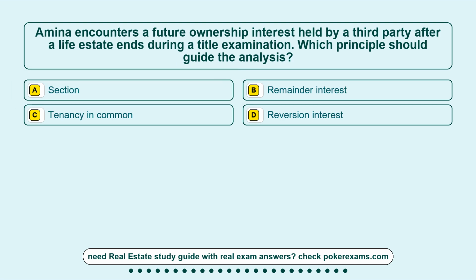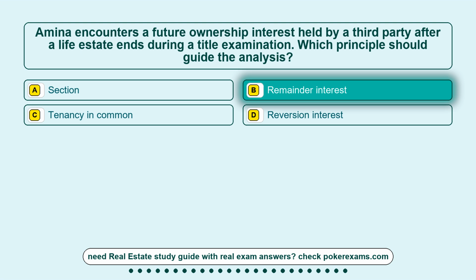Question 7. Amina encounters a future ownership interest held by a third party after a life estate ends during a title examination. Which principle should guide the analysis? Option A, section. Option B, remainder interest. Option C, tenancy in common. Option D, reversion interest. The correct answer is option B, remainder interest.